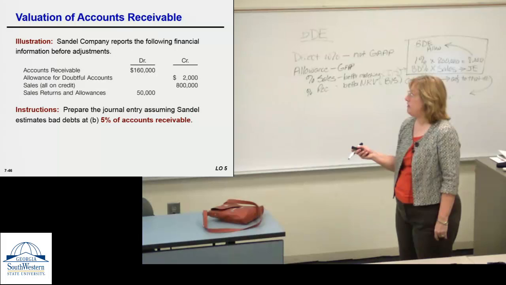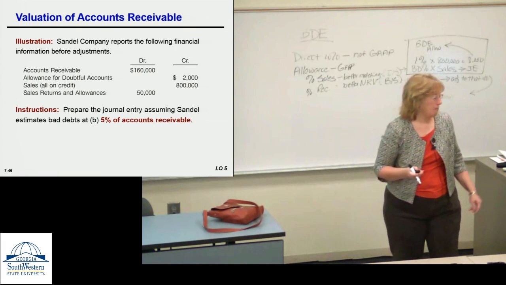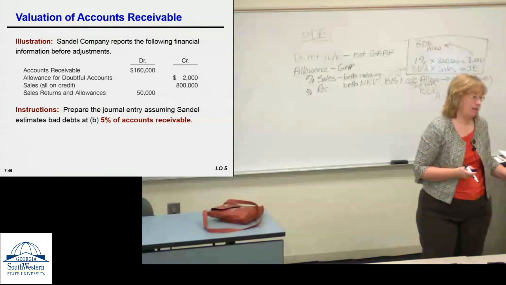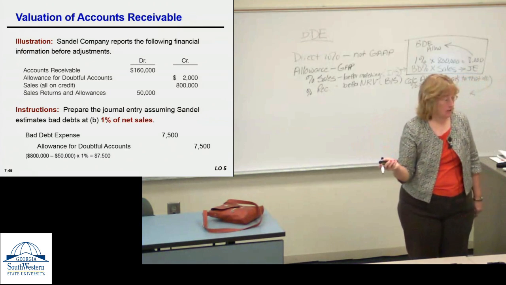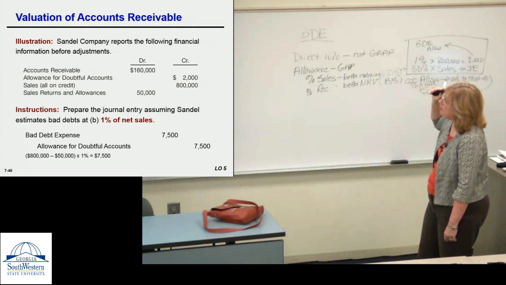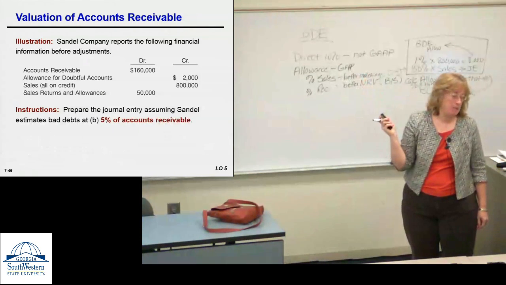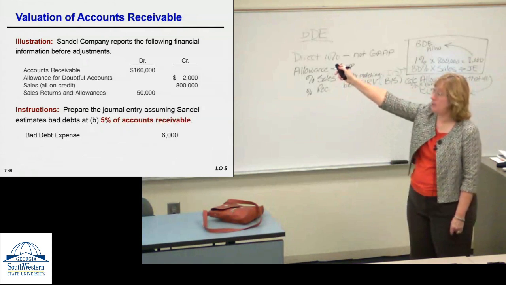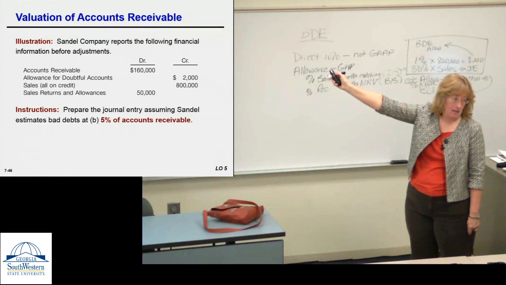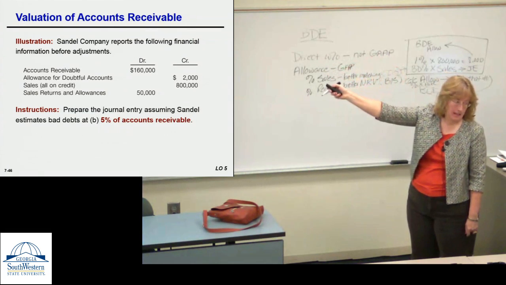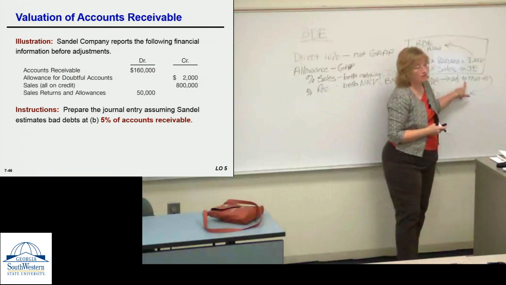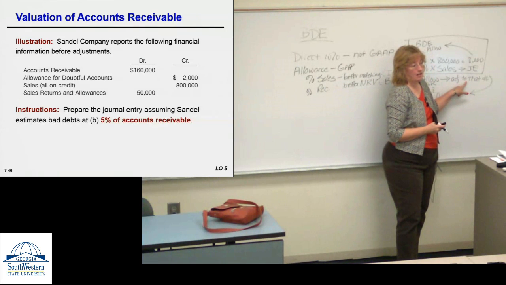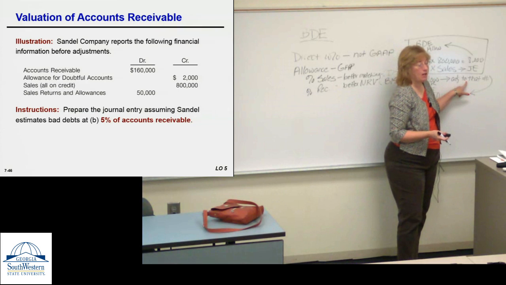Oh, 8,000. Now, we're going to stick with you, Jeremy. Is that okay? We'll take our chances, right? You said 8,000, right? Our allowance account has a balance of 2,000 in it. We want to get it up to 8,000. We're going to adjust to the number that we calculate.